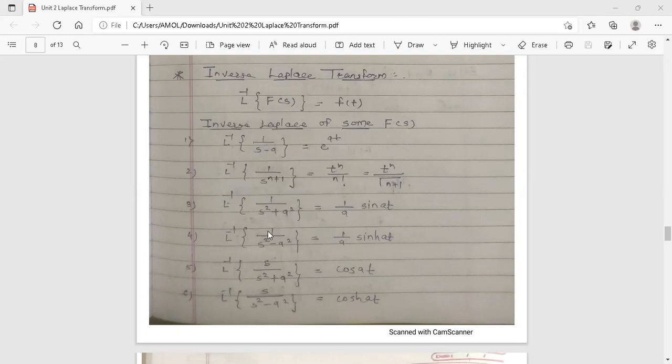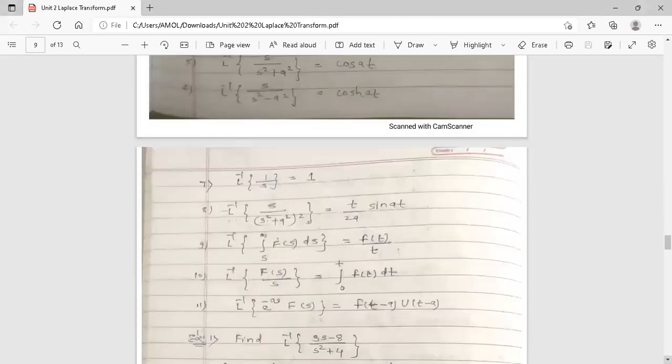Inverse Laplace transform of 1 upon s square minus a square is 1 upon a into hyperbolic sine at. Inverse Laplace transform of s upon s square plus a square is equal to cos at. Inverse Laplace transform of s upon s square minus a square is hyperbolic cos at. Inverse Laplace transform of 1 by s is equal to 1. Inverse Laplace transform of s upon (s square plus a square) whole square is t upon 2a into sine at.